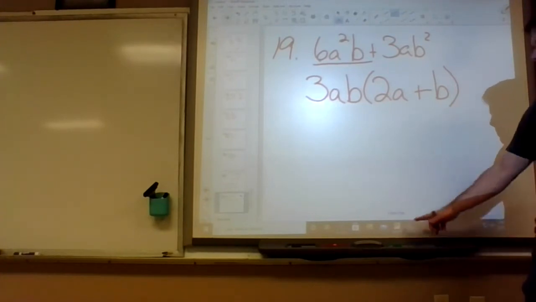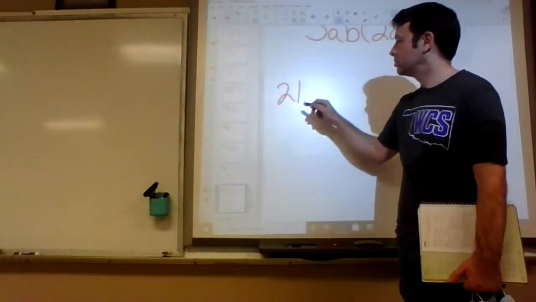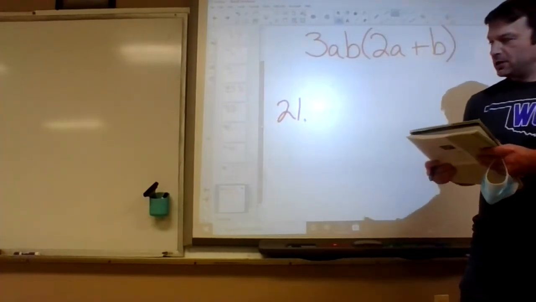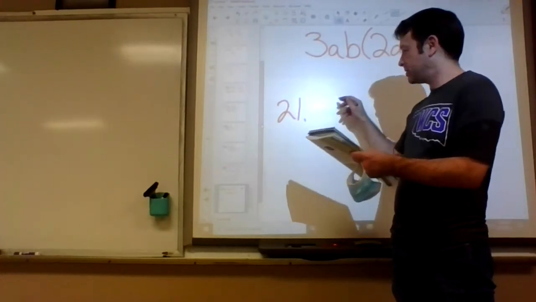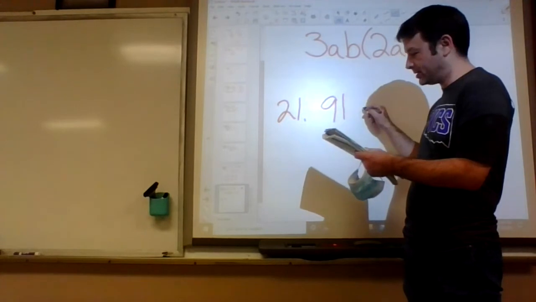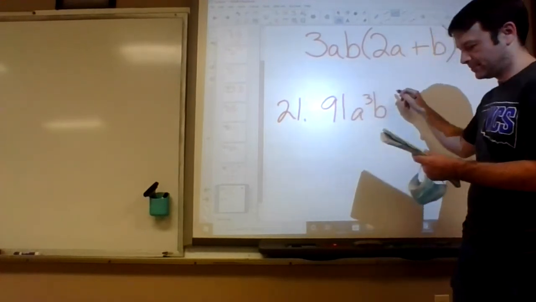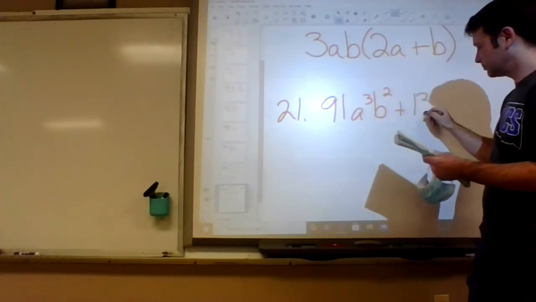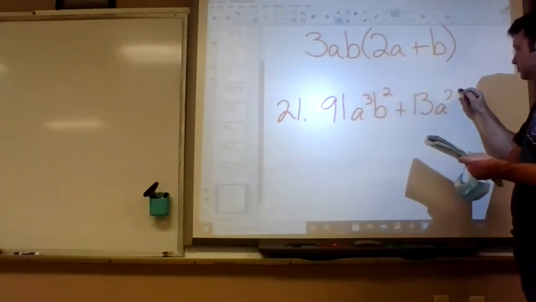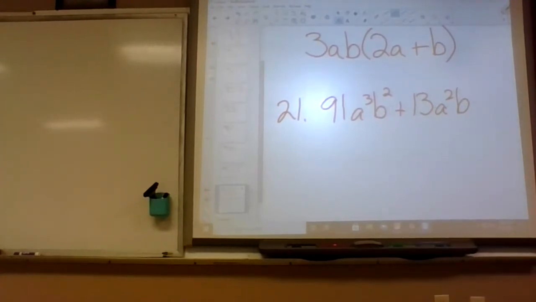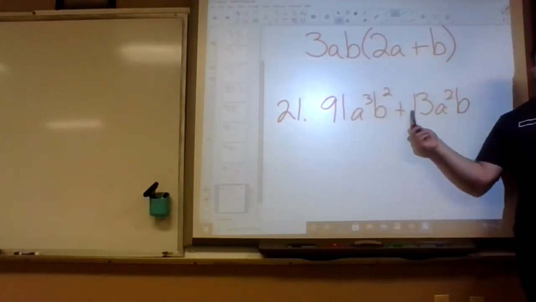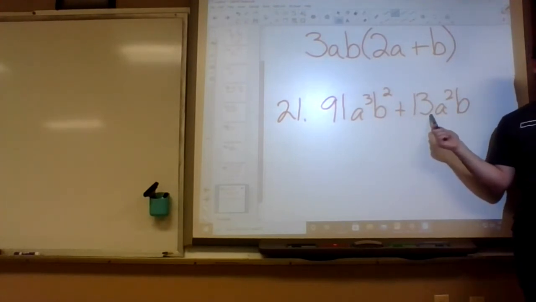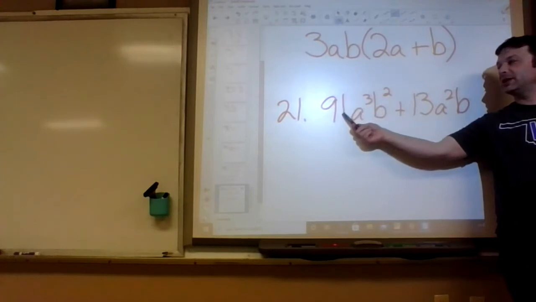How much do we have? 91. Is 91 prime? Probably not. 91 is not in our times table, but that doesn't mean it's prime. Divided by 3, divided by 11. What might go into both of these? Well, not a lot goes into 13, right? 13 and 1. You don't take out 1 though, that's like taking out nothing.